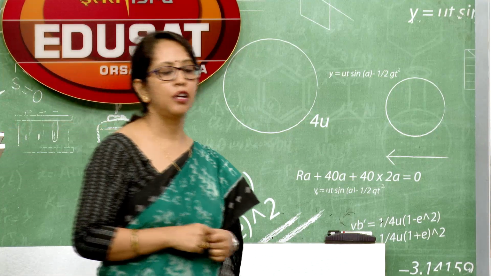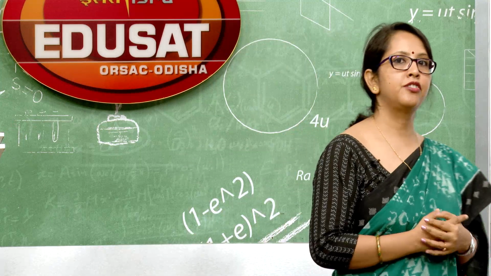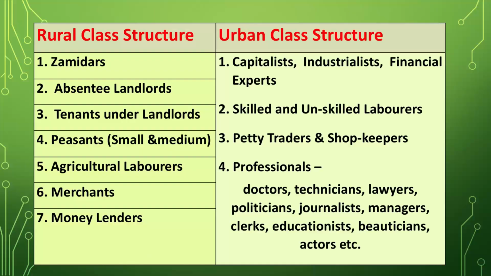Moving next, we shall learn about the rural class structure and the urban class structure. Though we know that class structure is one of the important components of Indian social structure, there is a difference between the rural community and the urban community, because it is not the same. We know that society is very complex in itself. So, what are the components of the rural class structure? We see that the zamindars, the landlords, hold the topmost position in the rural class structure.